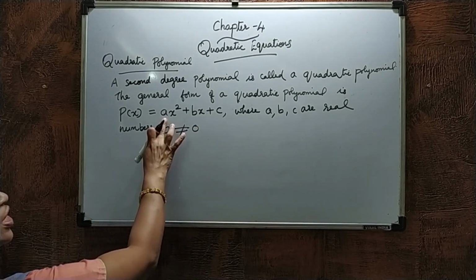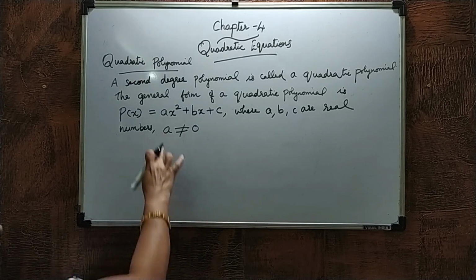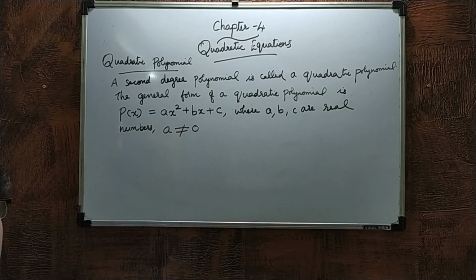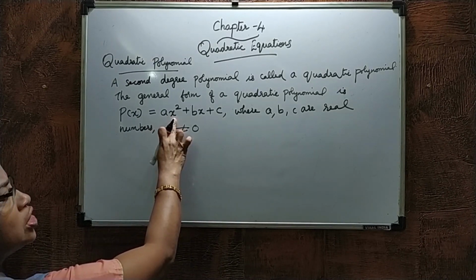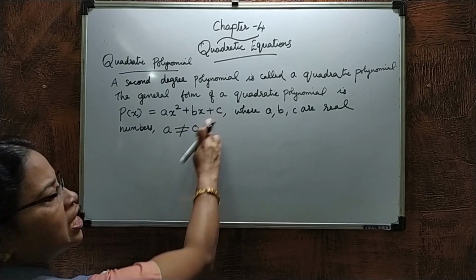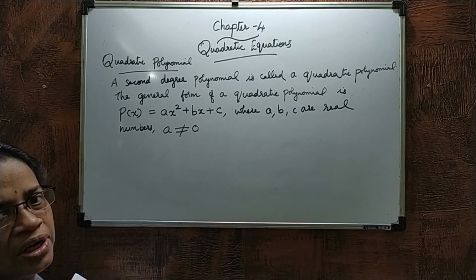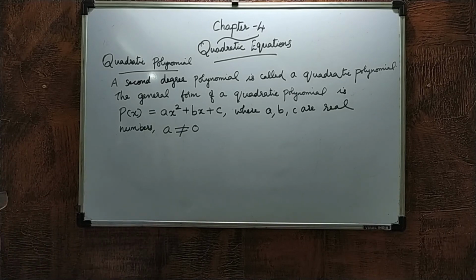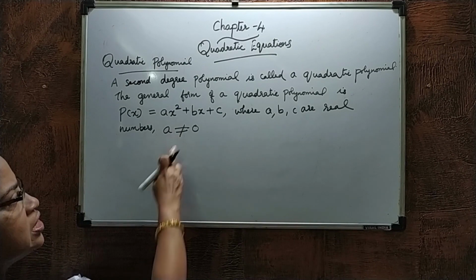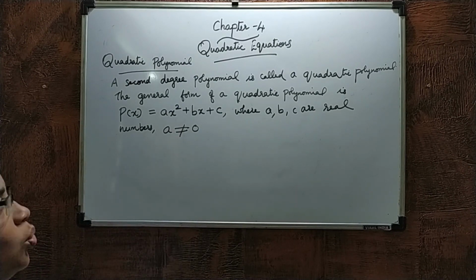Means if a is equal to 0, what happens? It will be 0 into x square. So this second degree polynomial will not be there. It will be 0 only. So only bx plus c will be there. That is a linear polynomial. So it won't be a quadratic polynomial if you put a is equal to 0. That's why they are telling that a is not equal to 0. So these are things you have to remember.